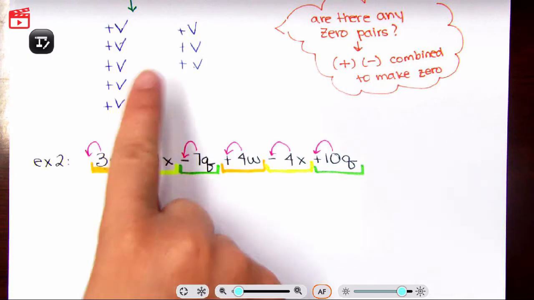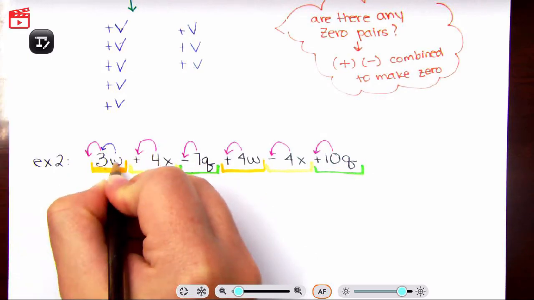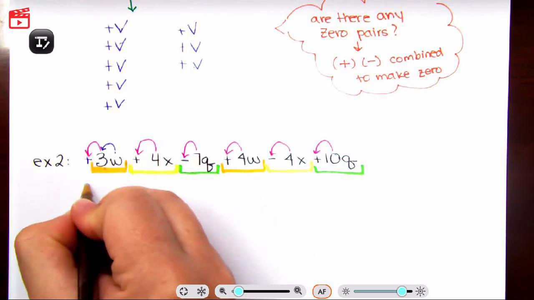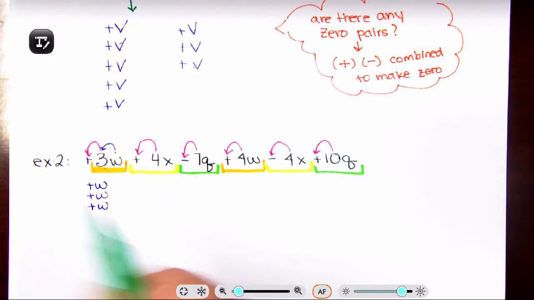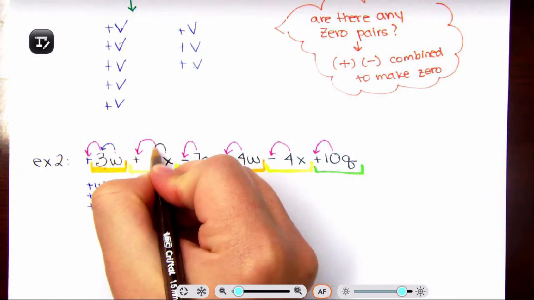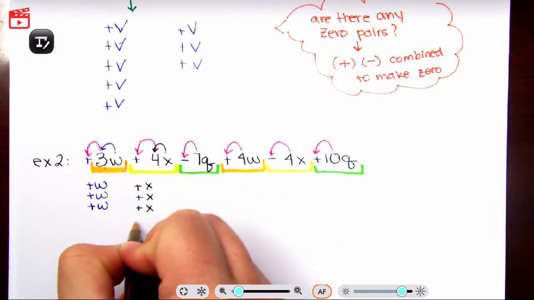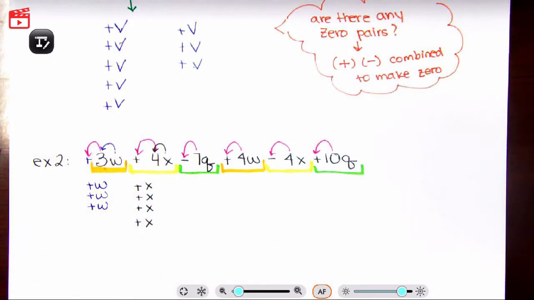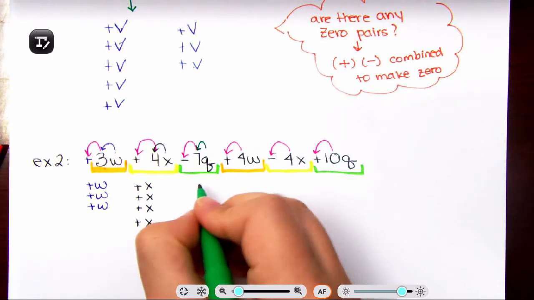So let's go ahead and write them out just like we did previously. I have 3 w's. W's, how many? 3. What's my sign? Plus. So I have 3 w's. I have, trying to color code this for you guys, I have 4 positive x's. So I have x. How many? 4. What's the sign? Plus. I have q's. How many? 7. What's the sign? Minus.